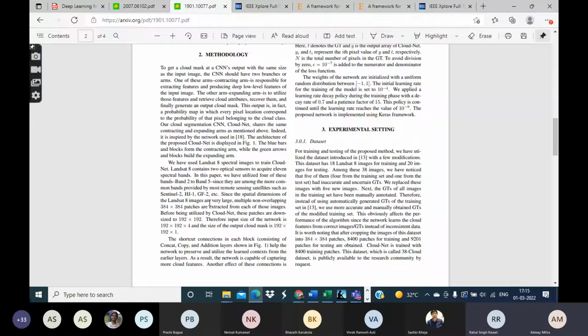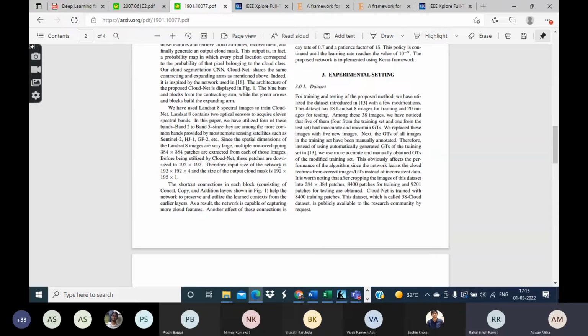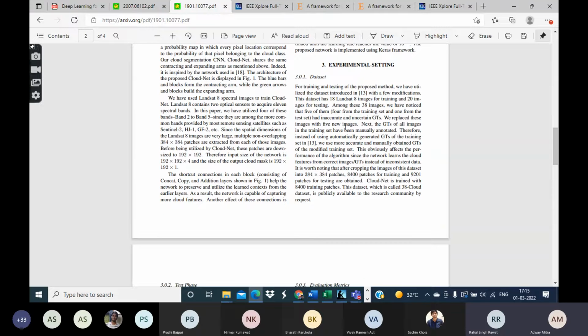So yeah, the details of this method are present, and then they are discussing their experimental setup. So let's look at their data set. Their data set has 18 Landsat 8 images for training and 20 for testing. So 38 images in total. So again, as you can see, the number of images is actually very low.